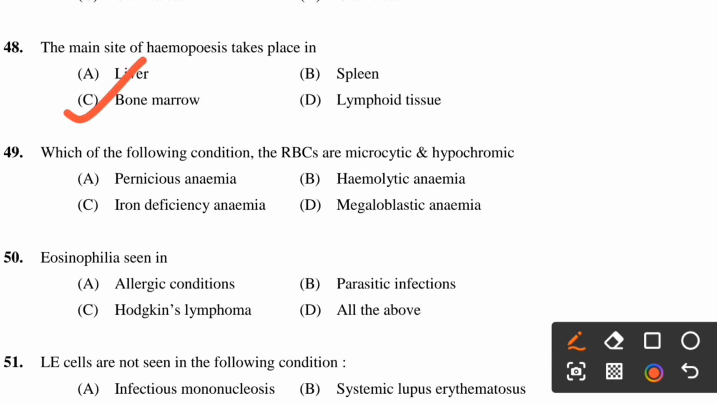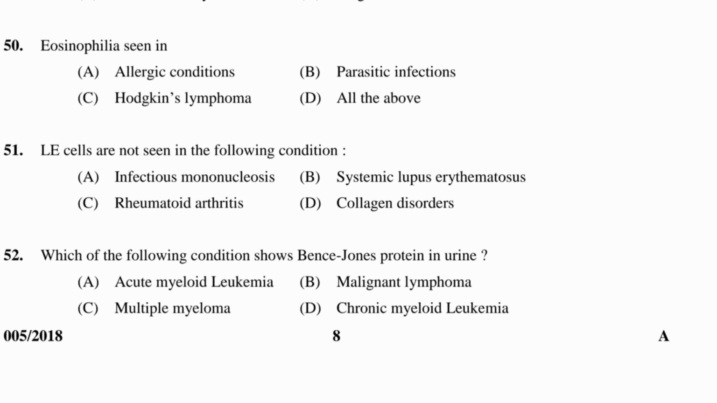Next one, which of the following condition RBCs are microcytic and hypochromic? The right answer is iron deficiency anemia. Next one, eosinophilia is seen in: allergic conditions, parasitic infections, Hodgkin's lymphoma, all the above. Eosinophilia can be seen in all these conditions. So the right answer is option D, all the above.